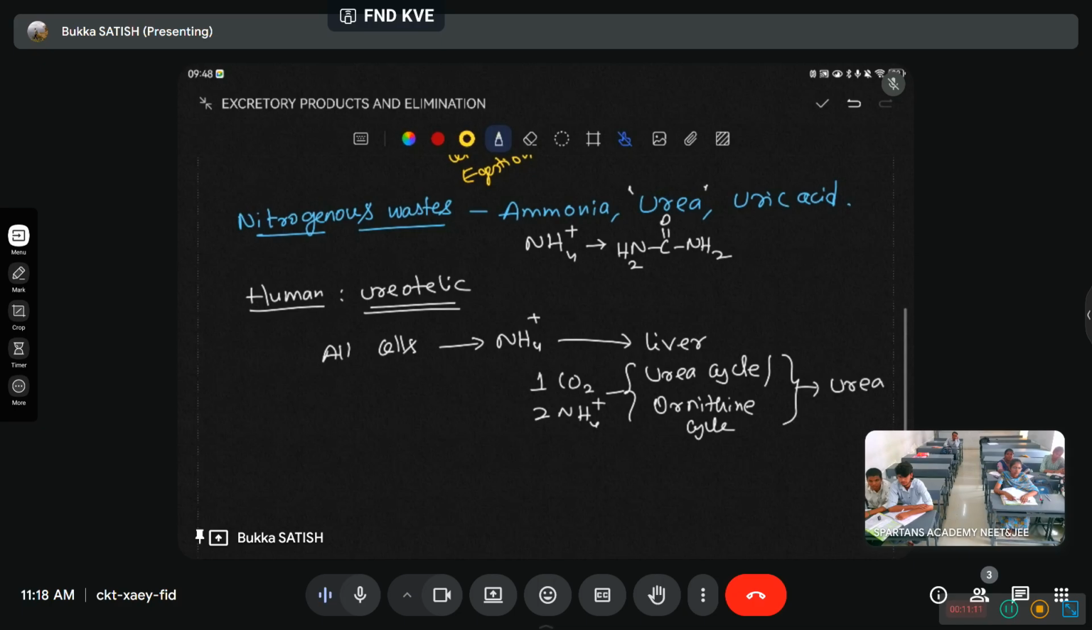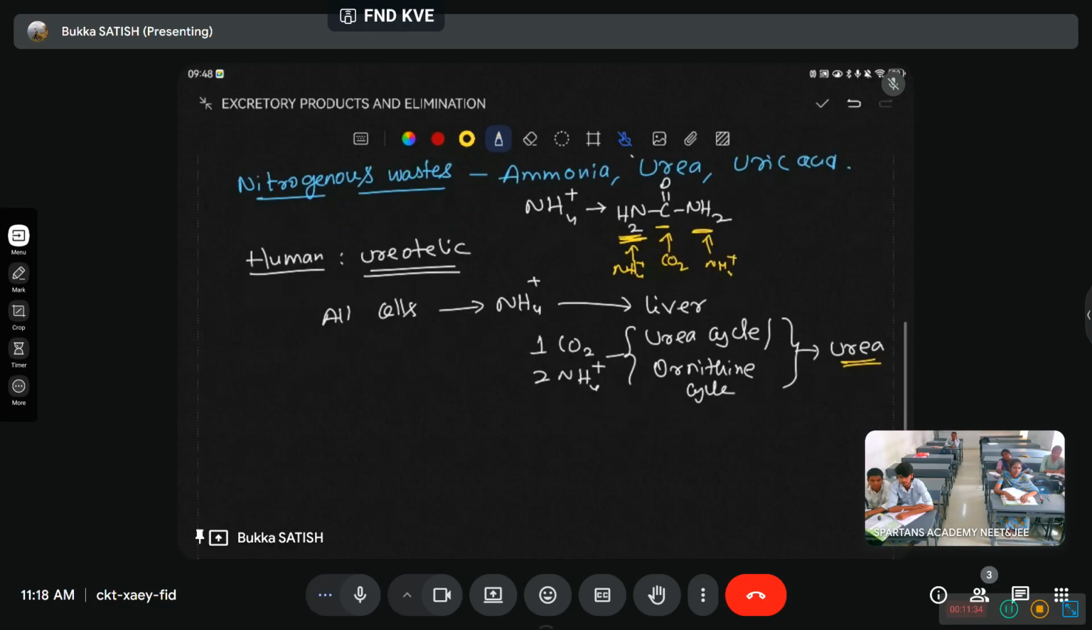Now that's why I've just given the structure of urea, though you don't have to learn this thing. Two nitrogens, you can see, one carbon you can see. This CO is actually from CO2. This one is from ammonium. This one is also from the ammonium. So these two ammonias and one carbon dioxide will be converted into one urea molecule in the liver. Understood? So basically what is happening in our body is like you just take any organism, listen properly, very important concept. In any organism, whether it is ureotelic, uricotelic, ammonotelic, cells will produce ammonia only.